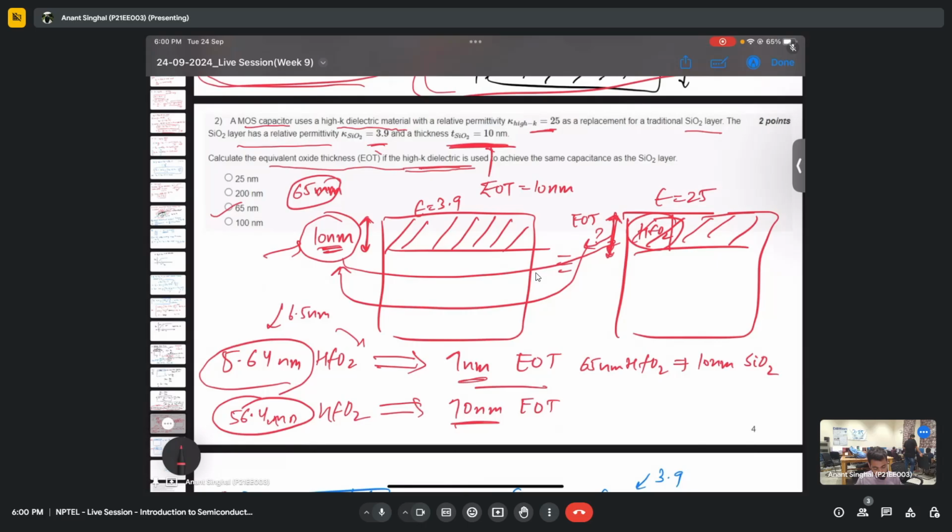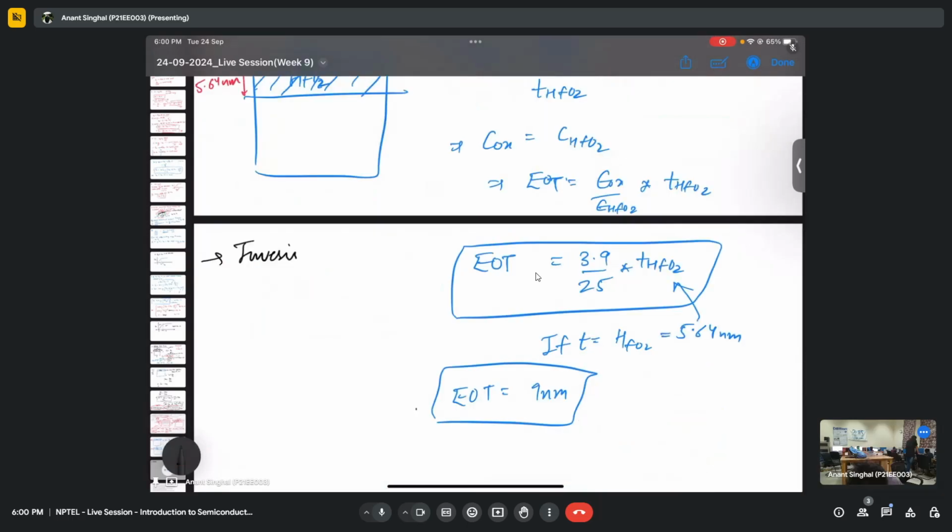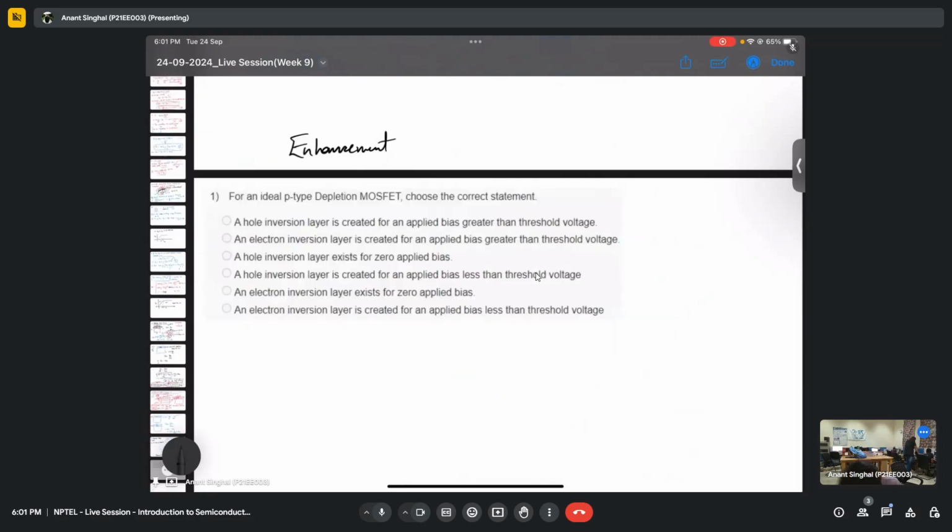Okay, fine. So now we have already covered the most important three concepts. One was the inversion charge. The second was EOT, which was left in the previous class. And the third is the derivation of IV characteristics of MOSFET. So now we'll be having questions similar to solving the MOSFET. We have covered what is the difference between enhancement and depletion.